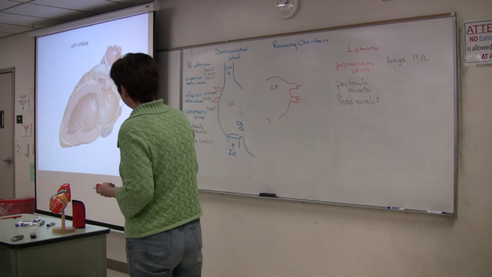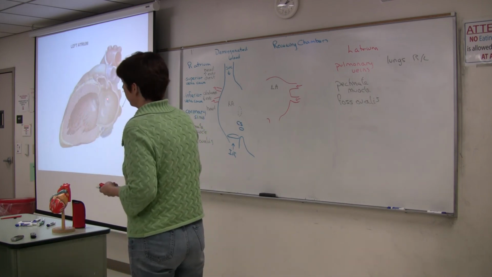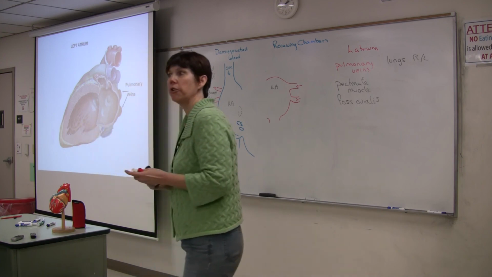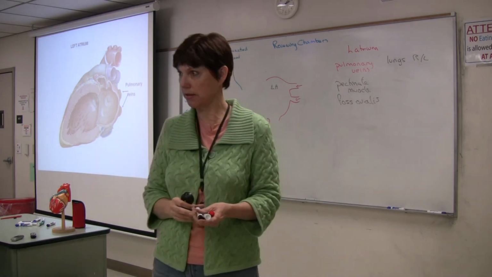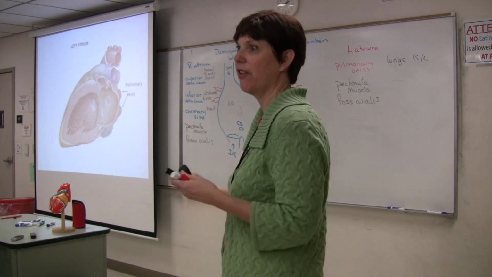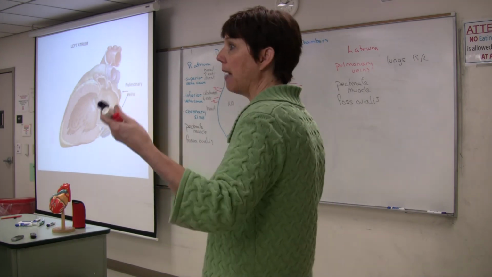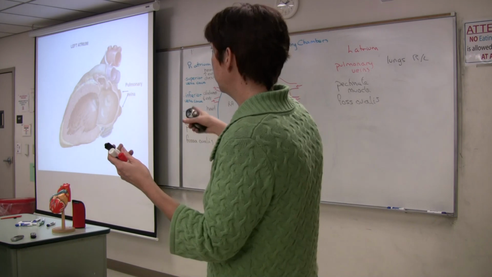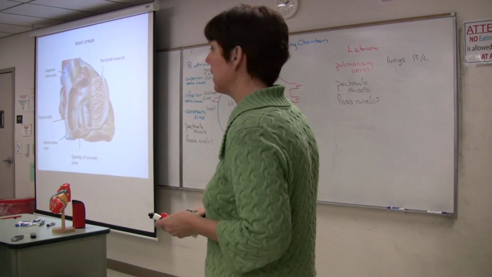So you can see a little bit of it here on the left side. Now, depending on how you cut open your sheep hearts on Tuesday, you may or may not see it. If you cut right through the middle of it, it's kind of hard to find. But if you cut a flap in the right atrium, similar to this view, it's a little easier to find it.